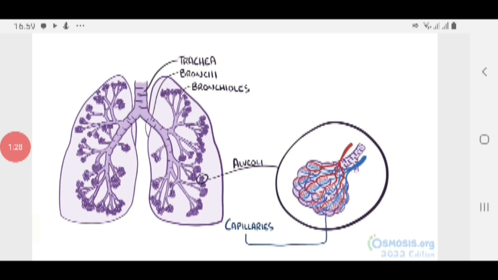This is where the majority of gas exchange happens in the lungs. Oxygen leaves the air in the alveoli and crosses into the bloodstream, while carbon dioxide leaves the bloodstream and then is exhaled out of the body.